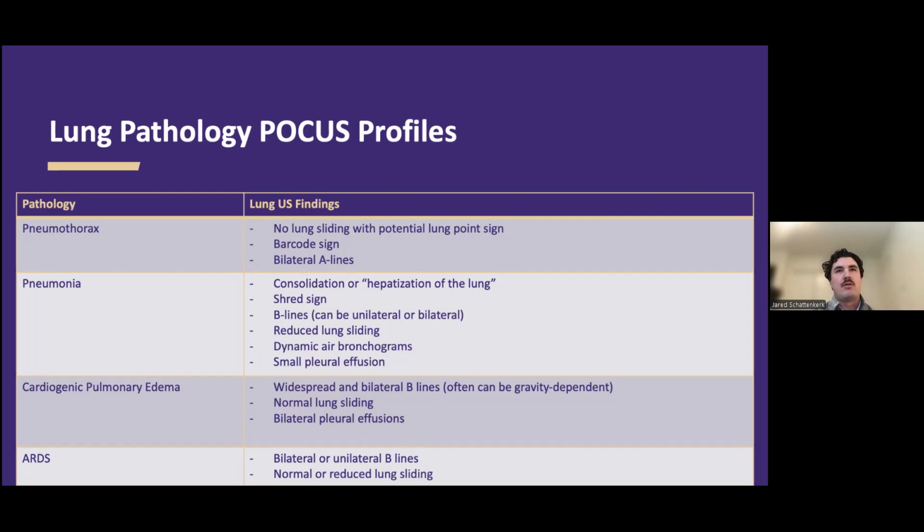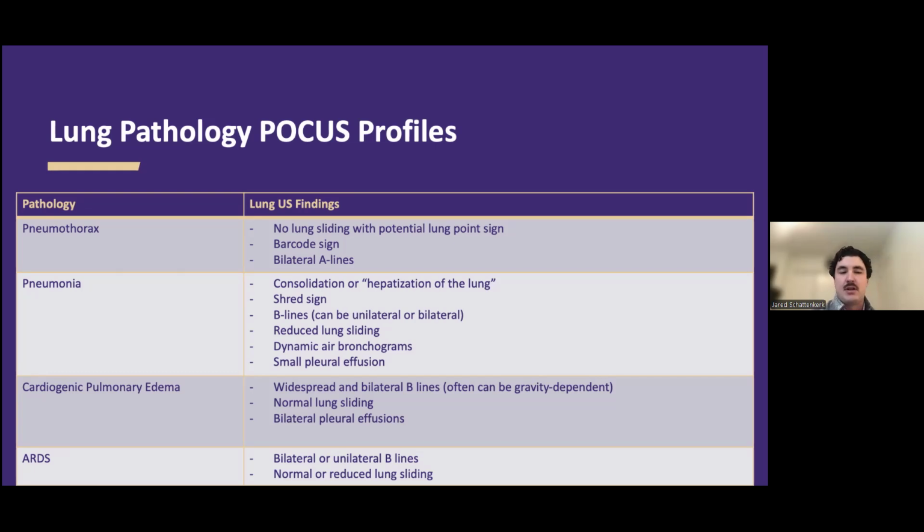As I'm going through and looking for A lines versus B lines, I often try to clock in my mind for later whether they seem to be prominent at the bases or whether they seem to be diffuse throughout, and that can give you some clues. You should see normal lung sliding, and then obviously, depending on the severity, you might see bilateral pleural effusions.